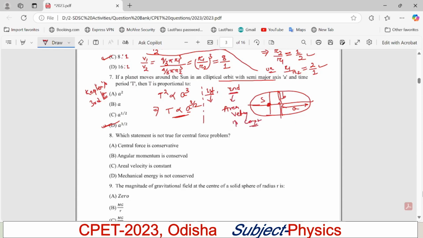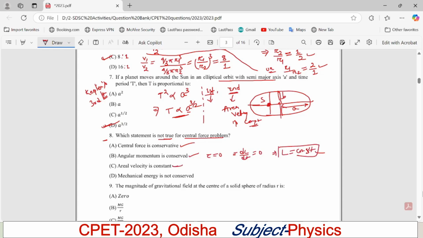Now question number 8: which statement is not true for a central force problem? Central force is conservative. This is always true. Angular momentum is also conserved because there is no torque. Torque is 0, that implies dL by dt equals 0, that implies L is constant or conserved. Angular momentum is constant. Areal velocity is constant always.